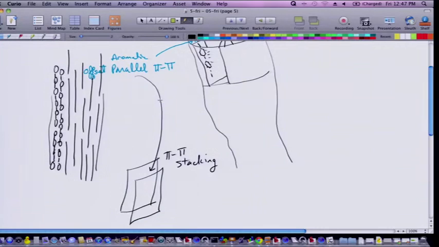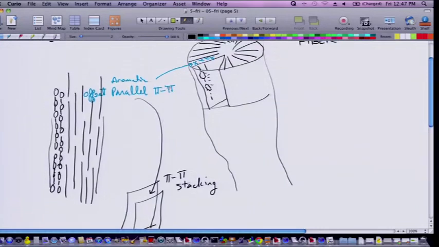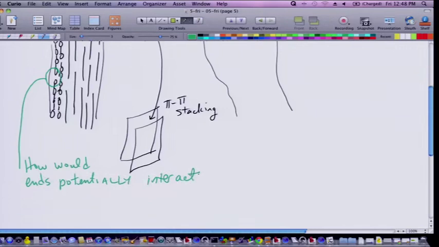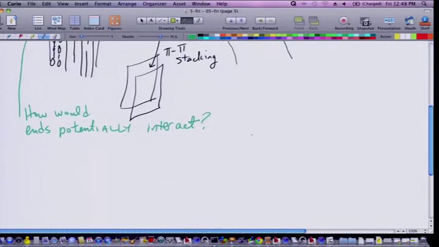And I guess we have a little bit of time, but does anybody have any idea, based on the structure of the Kevlar chains, how what I've drawn here, we'll do a zoom in, and how you might imagine, how would this resolve itself here? So the question is how would ends potentially interact? How would you expect the ends of two Kevlar chains to potentially interact? Does anybody have any idea, based on the chemical structure?